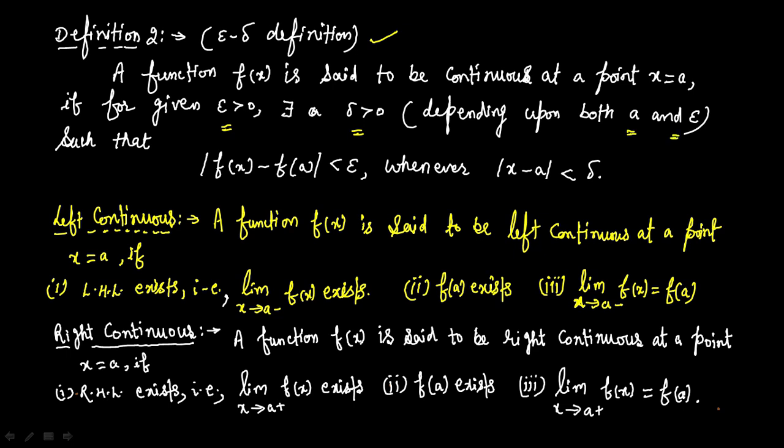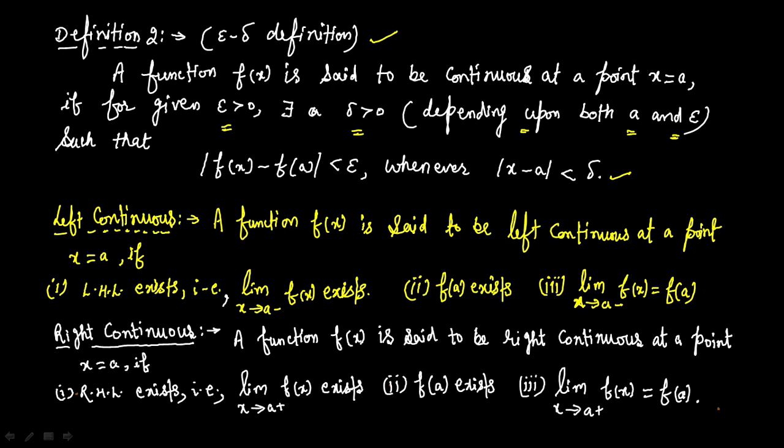In the next videos, I will give some input on uniform continuity also. At that point, you will see the difference and why we are saying that this delta depends upon both a and epsilon. And the condition for continuity is mod f(x) minus f(a) less than epsilon whenever mod x minus a less than delta.